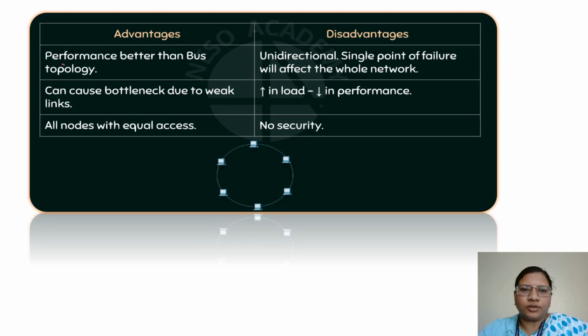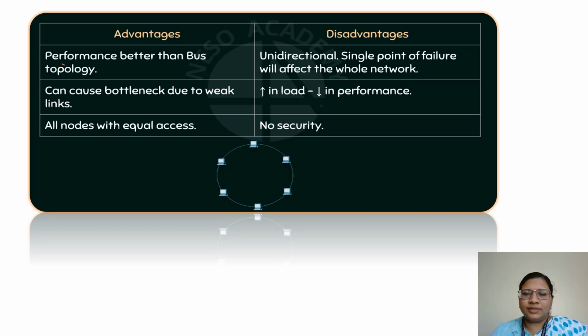So now we are going to see the advantages and disadvantages of the ring topology. First, we will see what are the advantages of ring topology. Performance is better than the bus topology, and it doesn't cause a bottleneck due to weak links, and all nodes have equal access. Each and every node, as I already said, is important in the ring topology.